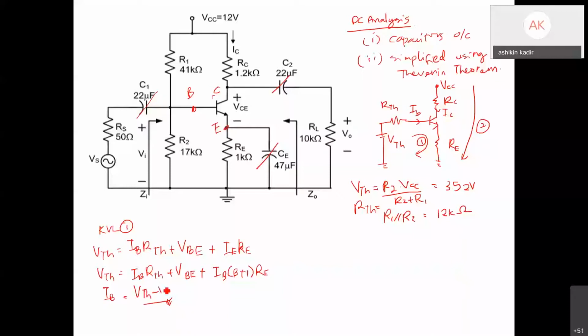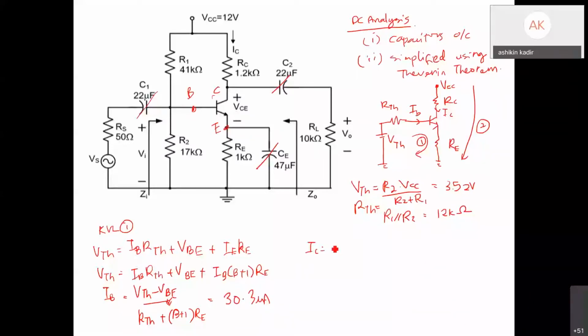VTH minus VBE divide with RTH plus (beta plus 1) RE. Beta plus 1 RE. So you get IB equals to, I press the calculator, I get 30.3 microamps.